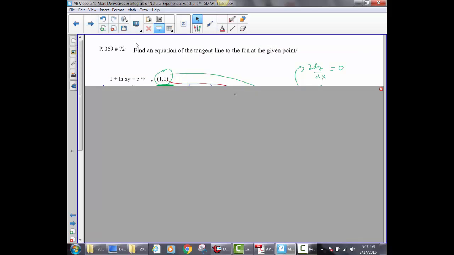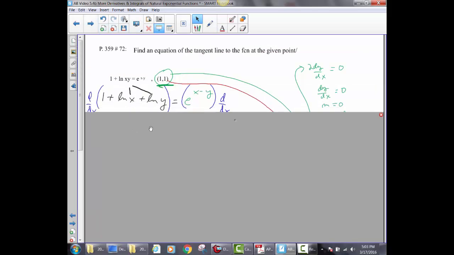Find an equation of the tangent line once again, so more of the same, okay? So we have a point, we need the slope, which is dy/dx, so we're going to take the derivative. This is the ln of x times y. Remember, use your log properties.